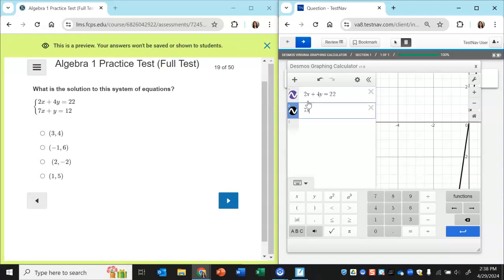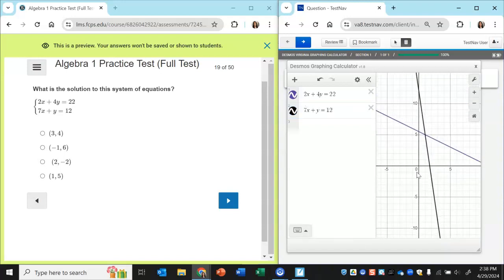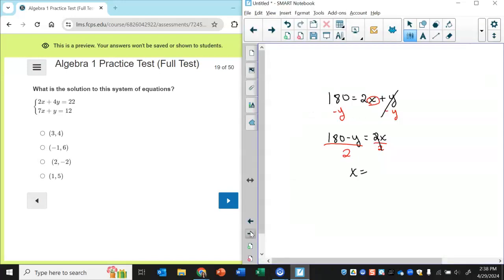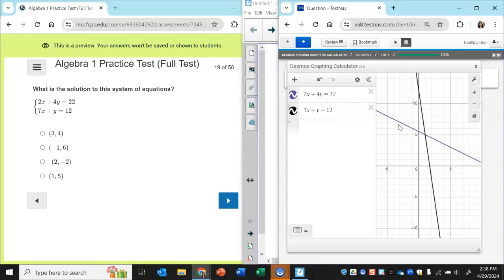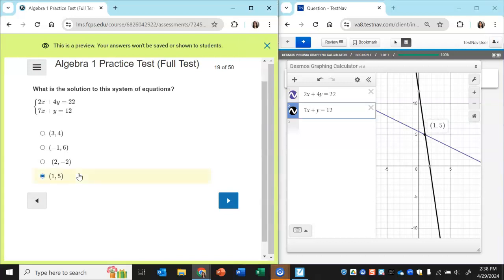Graph this one. And then I'm going to zoom out. The only time that a solution is not an x-intercept is for a system. Usually, otherwise it will definitely be the x-intercept, but in this case it's not the x-intercept or the y-intercept, it's where they cross each other right there at 1, 5. And that's about it, guys.